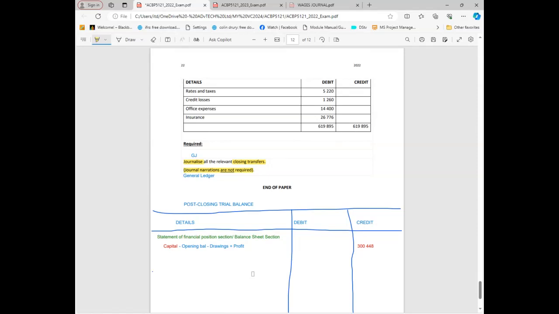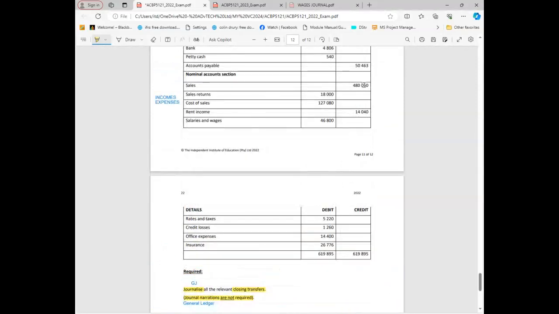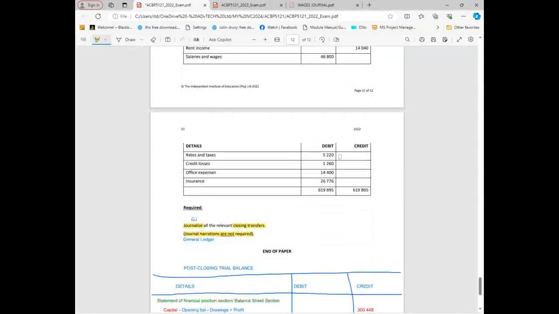I sort of get you, sir. Yeah. So I'm just saying, for us now, we are lucky because we opened this already. We know the answer. So what you can do in the exam, just quickly take the calculator and write it down. Remember, you must show calculations. Say 480 plus 14040, and you say minus 18 minus 127 minus 46 minus 5220 minus 1260 minus 14400 minus 26,000, and then you will get that profit or loss.